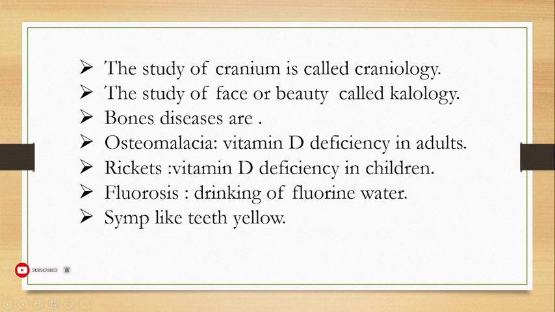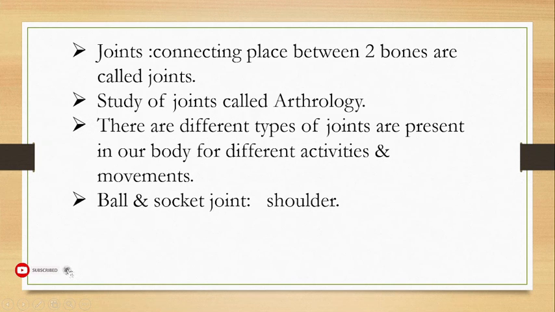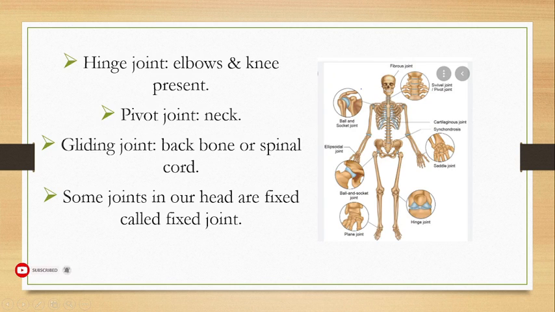Bone diseases include osteomalacia, which we can see in adults, and rickets in children. Fluorosis comes from drinking fluorine water, causing yellowing of teeth. Next, a joint is a connection between two bones, and the study of joints is called arthrology. There are different types of joints in the body for doing activities and movements. Joints are very useful.